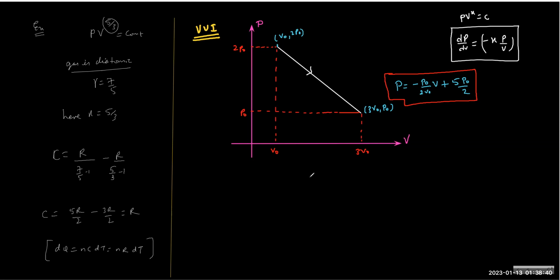Okay, so now this is the equation. Now, let me tell you, do you remember the formula of C? C equals to how much? CV plus P dV by n dT, right? If you remember, this was the actual formula of C.